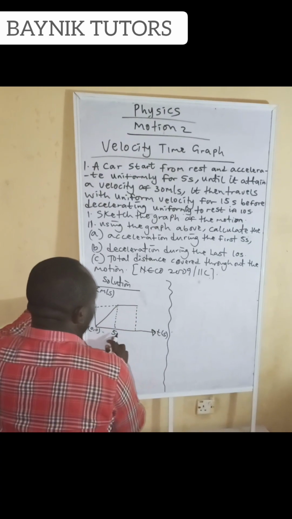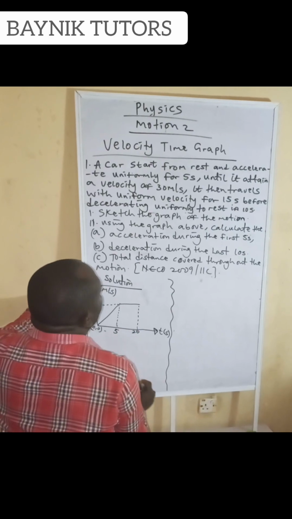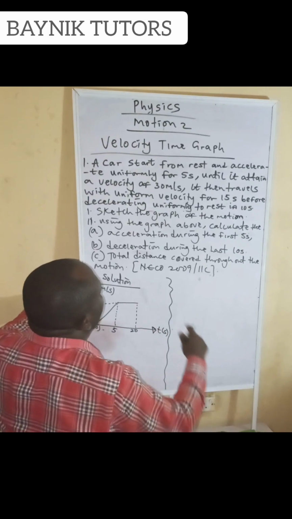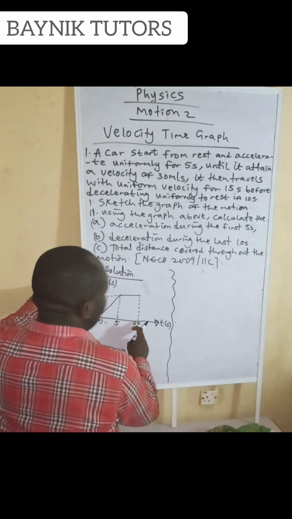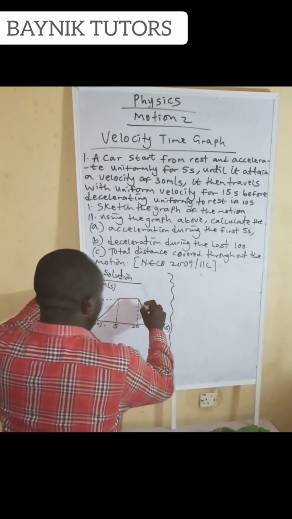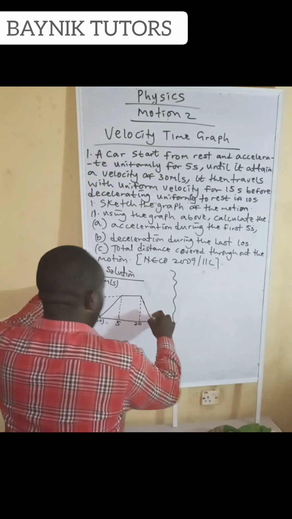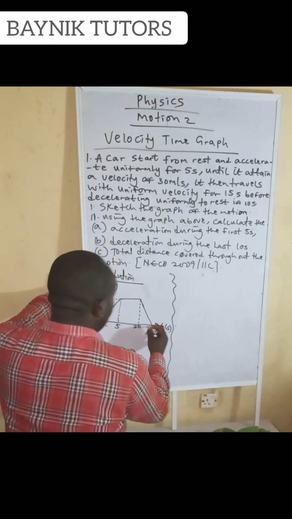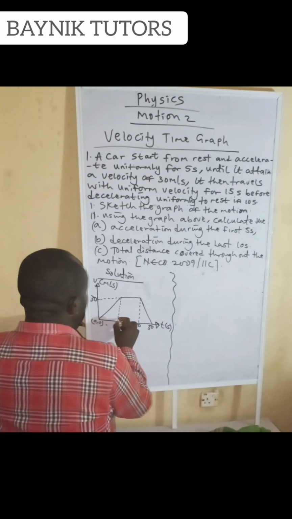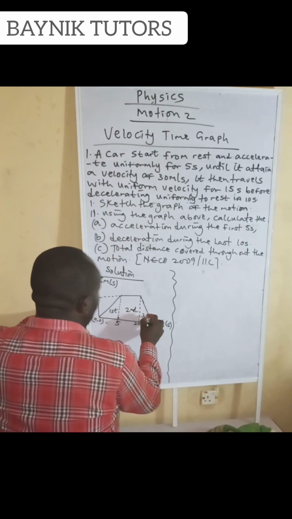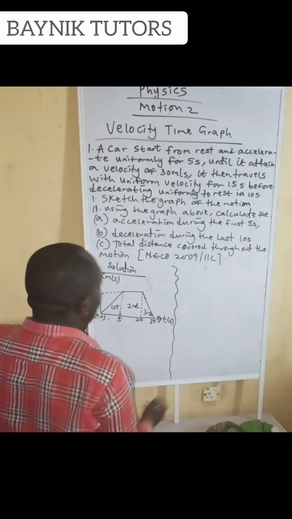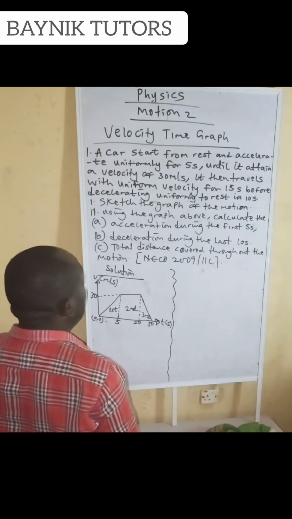So this will become 20, before decelerating uniformly to rest in 10 seconds. So we add 10 here. So you see it coming down like this again, making 30. So the first stage, the second stage, the third stage. These are the 3 stages our velocity will have.